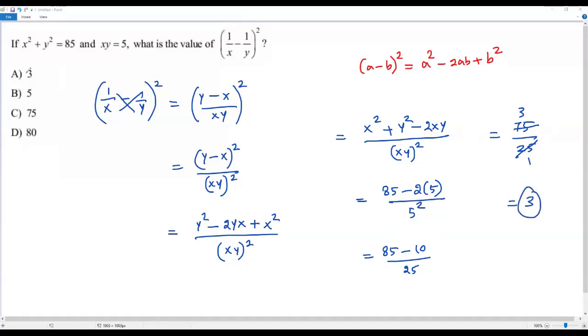3. We find this 3 in answer choice A. The correct answer choice for this question is A.